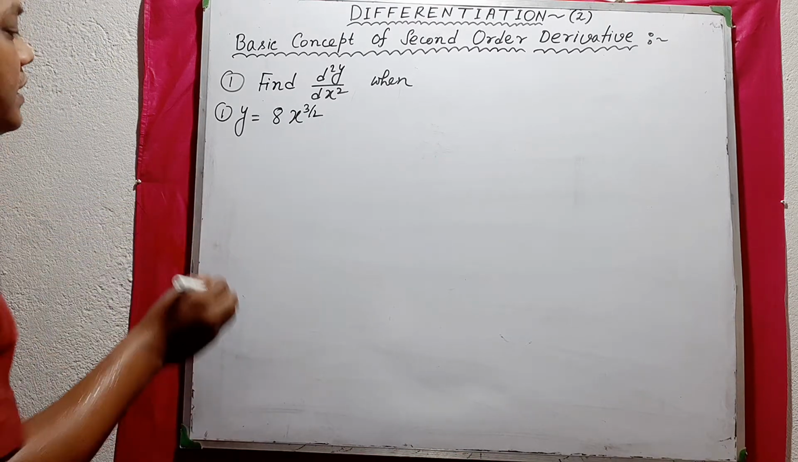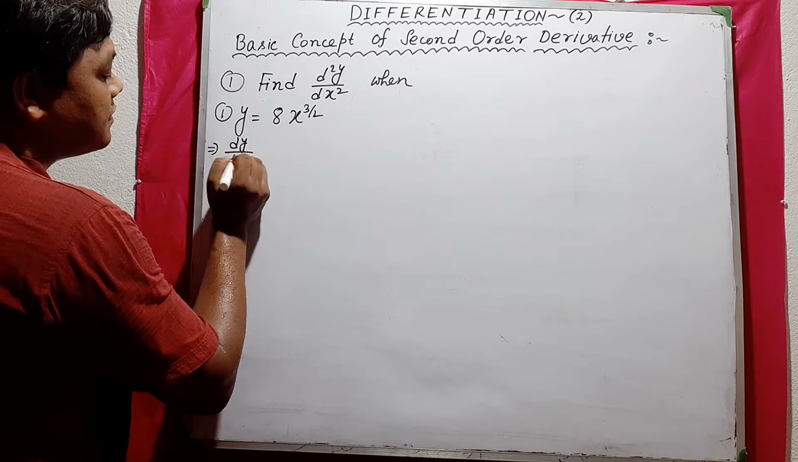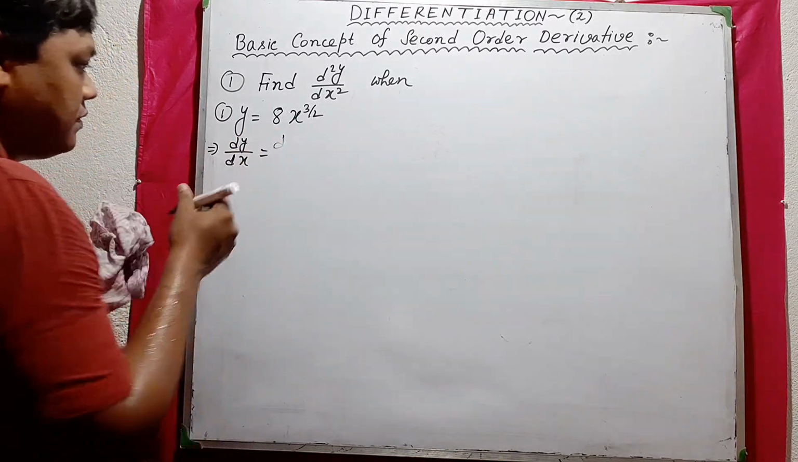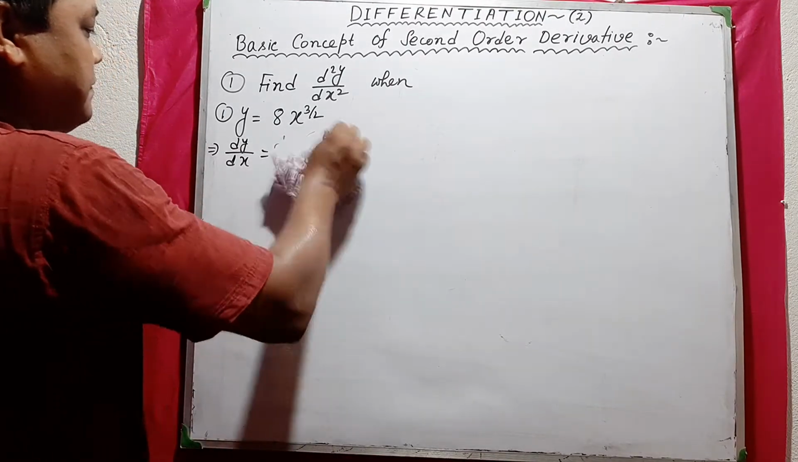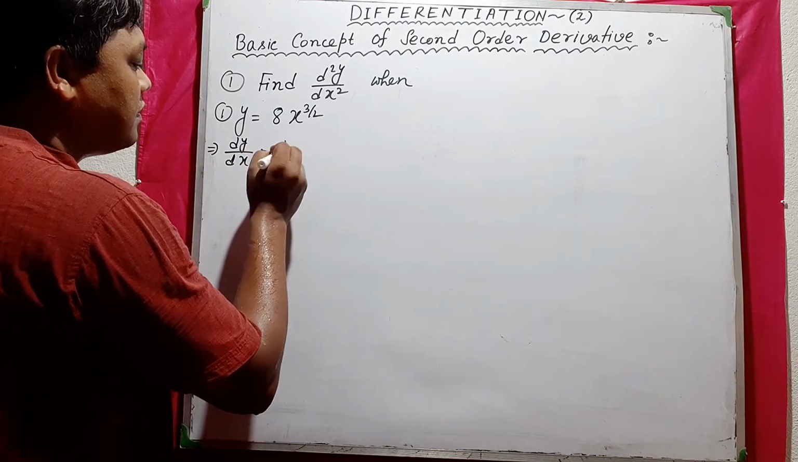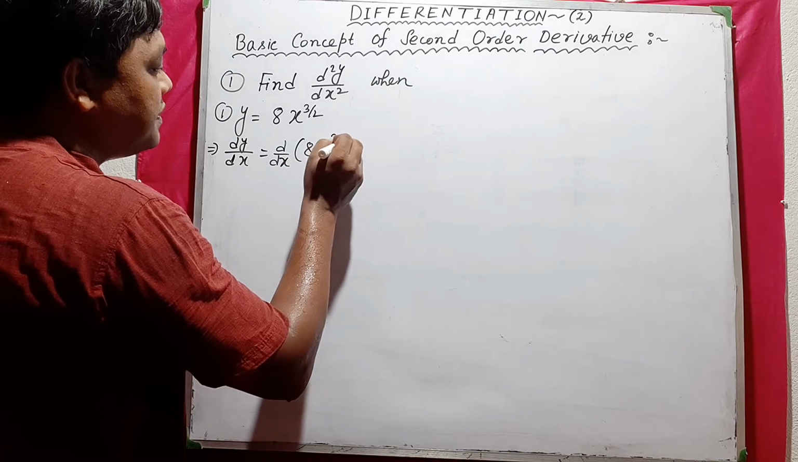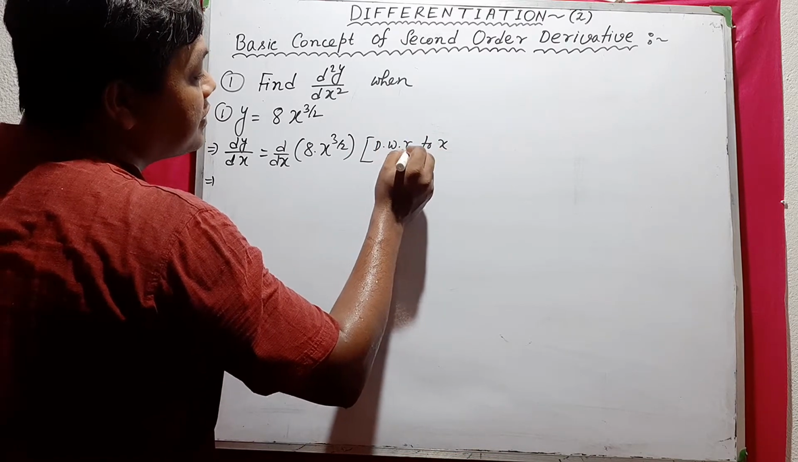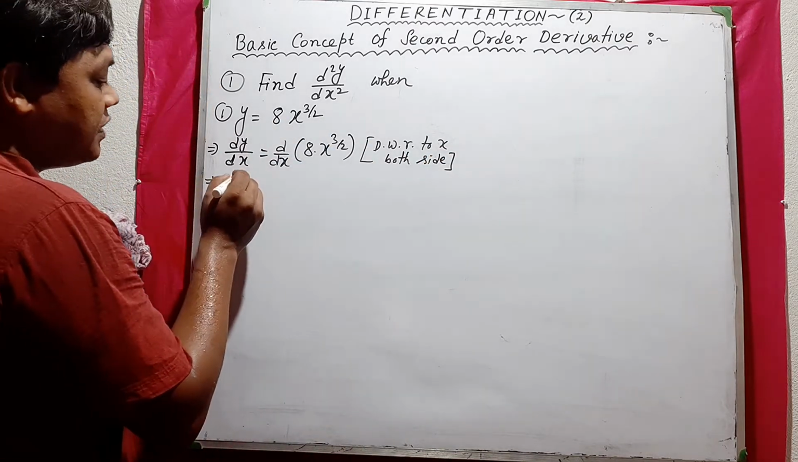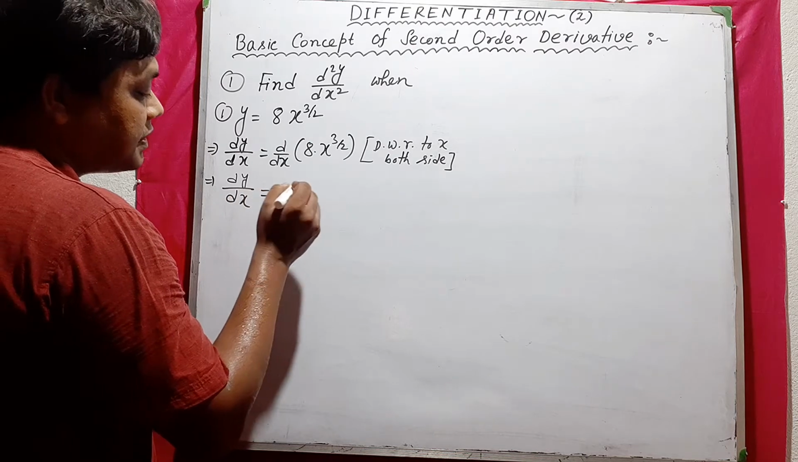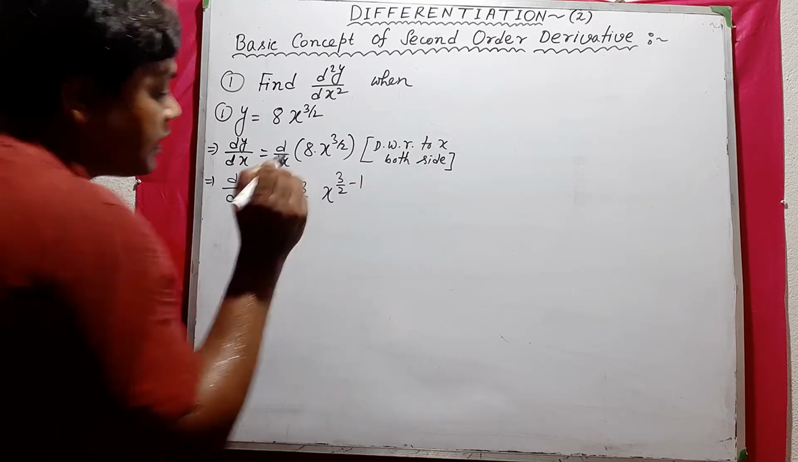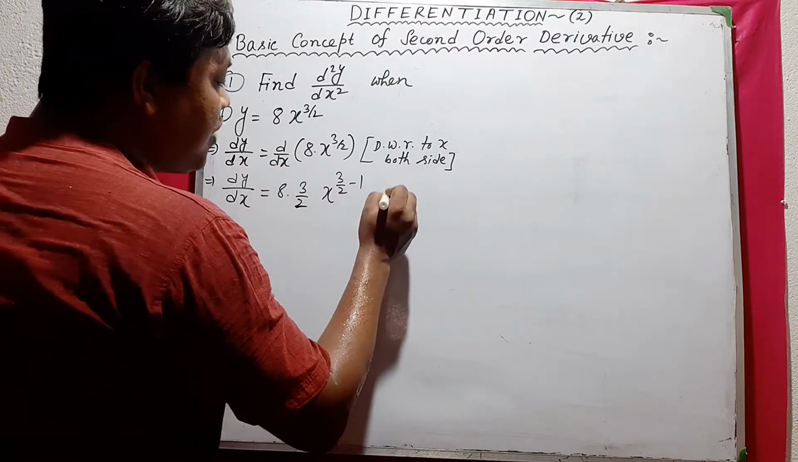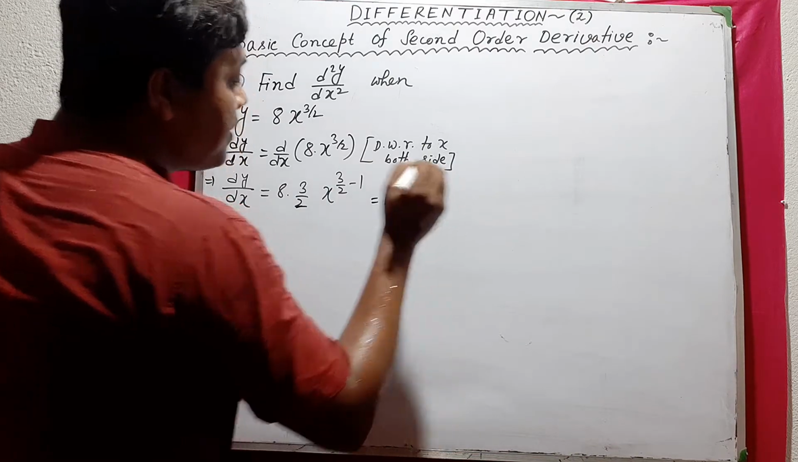So I'll solve it here. dy/dx equals d/dx of 8 into x to the power 3/2, and we write down here: differentiate with respect to x both sides. So dy/dx equals 8 into 3/2 x to the power 3/2 minus 1, n into x to the power n minus 1, that's what I did. So 12 x to the power half, am I right?